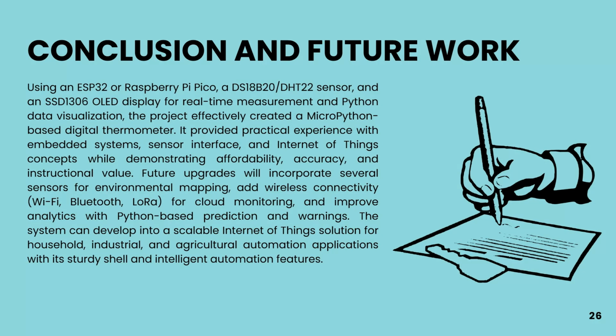Future upgrades will incorporate several sensors for environmental mapping, add wireless connectivity like Wi-Fi, Bluetooth, and LoRa for cloud monitoring, and improve analytics with Python-based prediction and warnings. The system can develop into a scalable Internet of Things solution for household, industrial, and agricultural automation applications, with its sturdy shell and intelligent automation features.